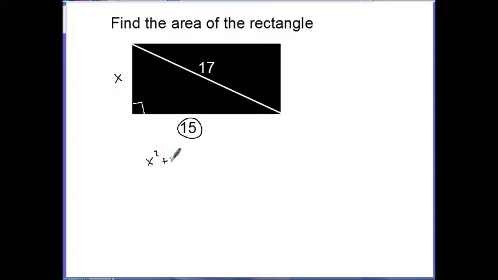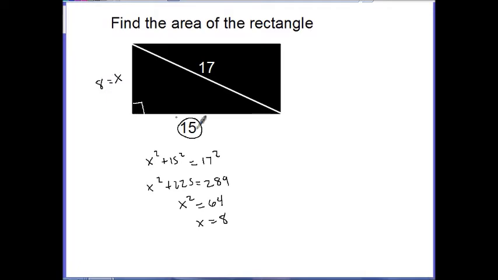x squared plus 15 squared equals 17 squared. So x squared plus 225 equals 289. Subtract 225 from both sides. x squared equals 64, and when I square root that, x equals 8.